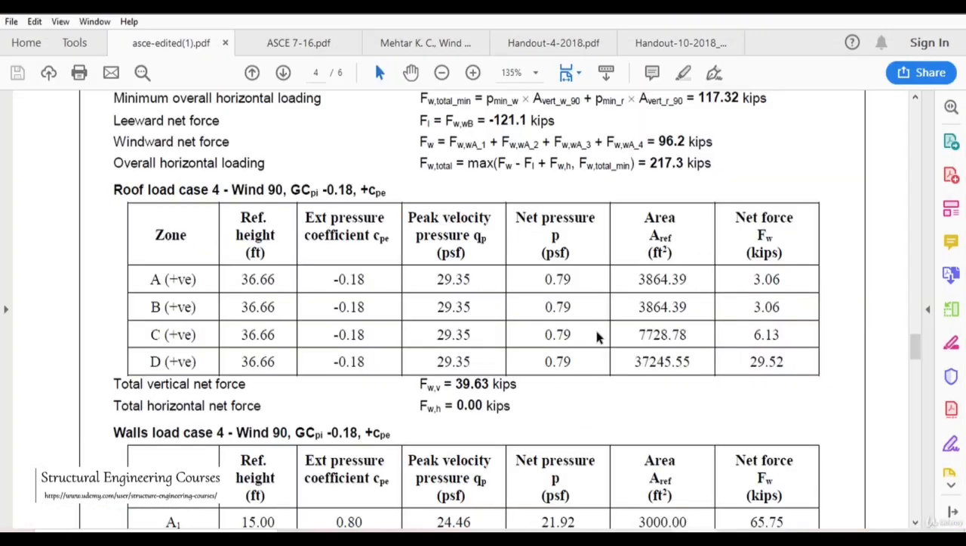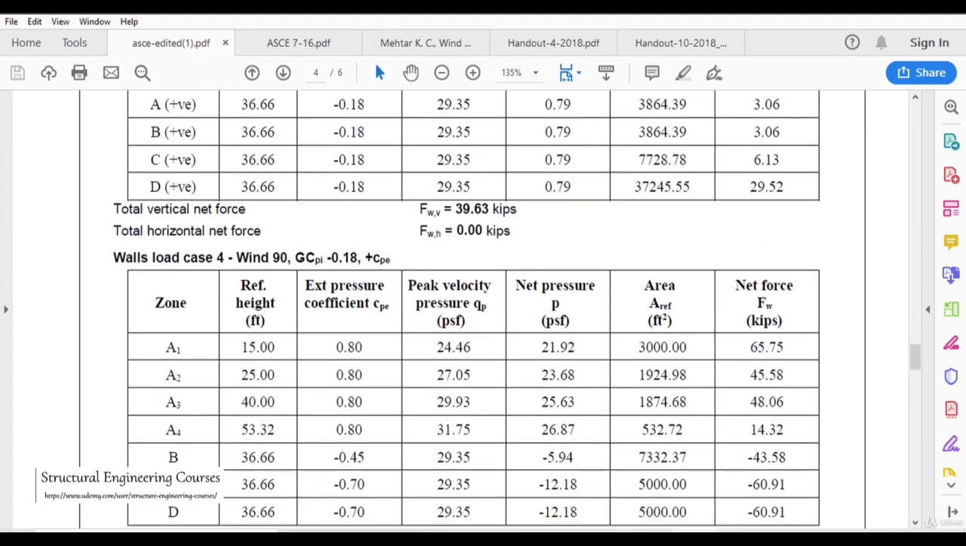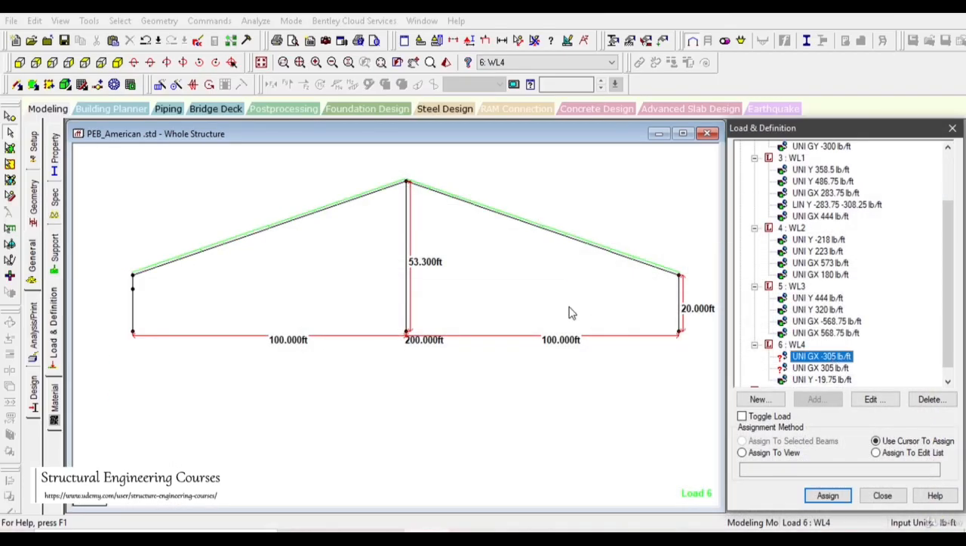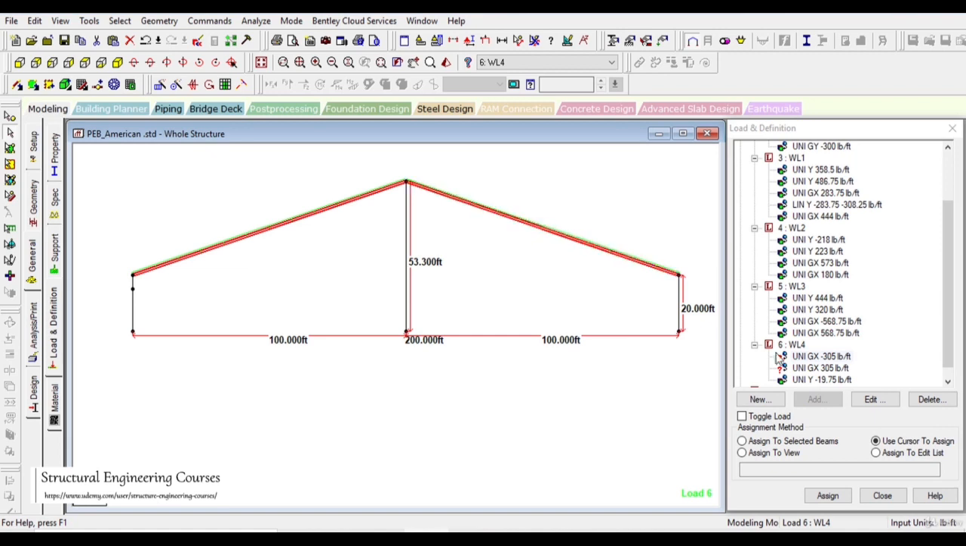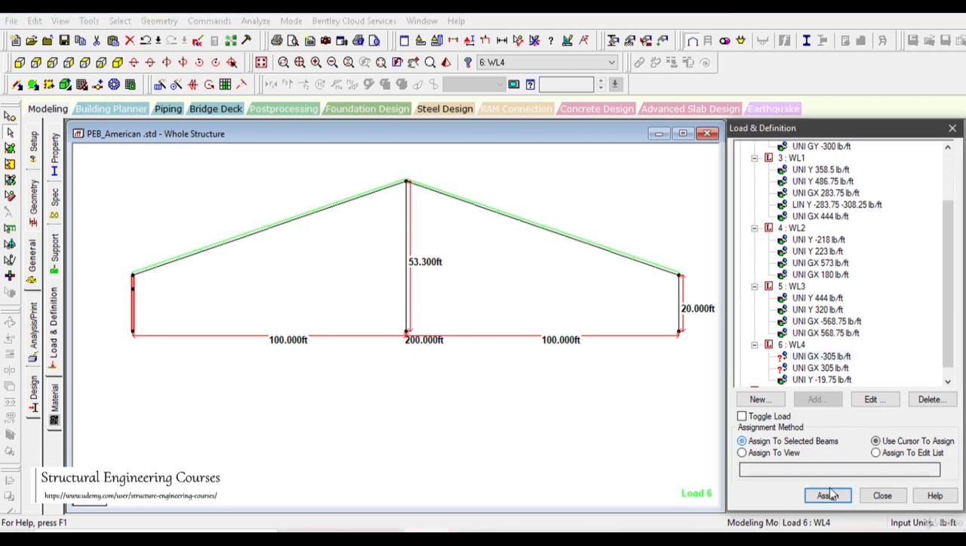So again, let us cross check. The signs are positive, so it is acting towards the structure, and both of these loadings are acting away from the structure. So it comes out to be this, minus 305 and plus 305.